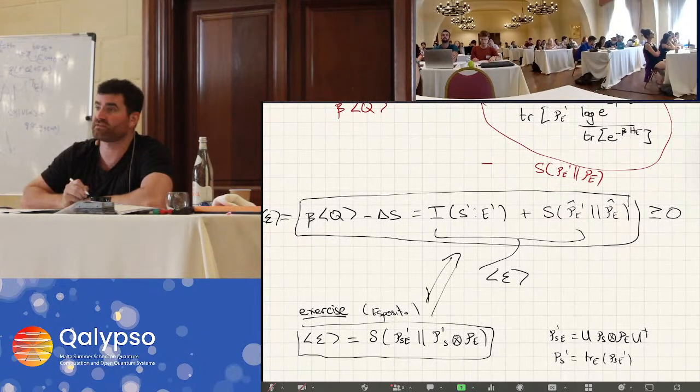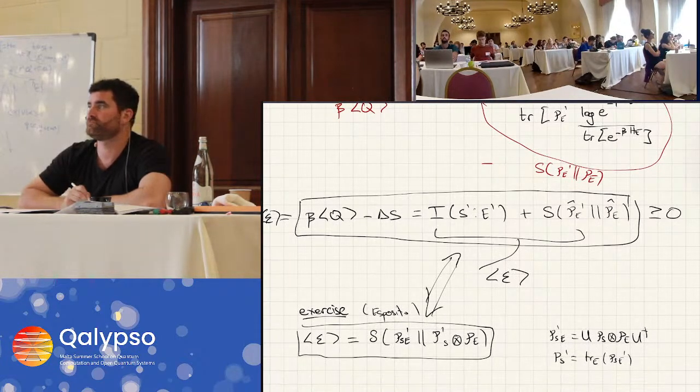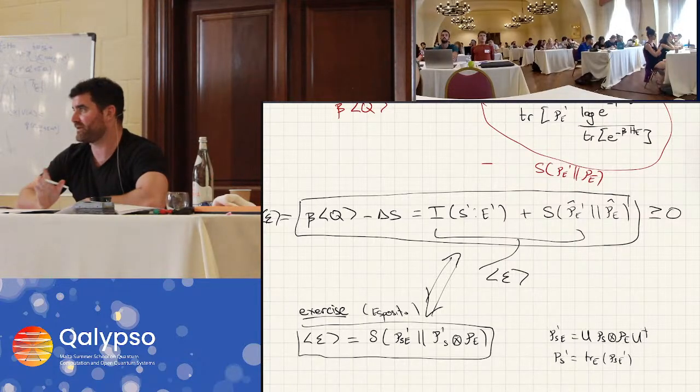So you can show that this form is equivalent. That's as an exercise. A few lines, they're the same. And also positive by Klein, of course, because it's the same.